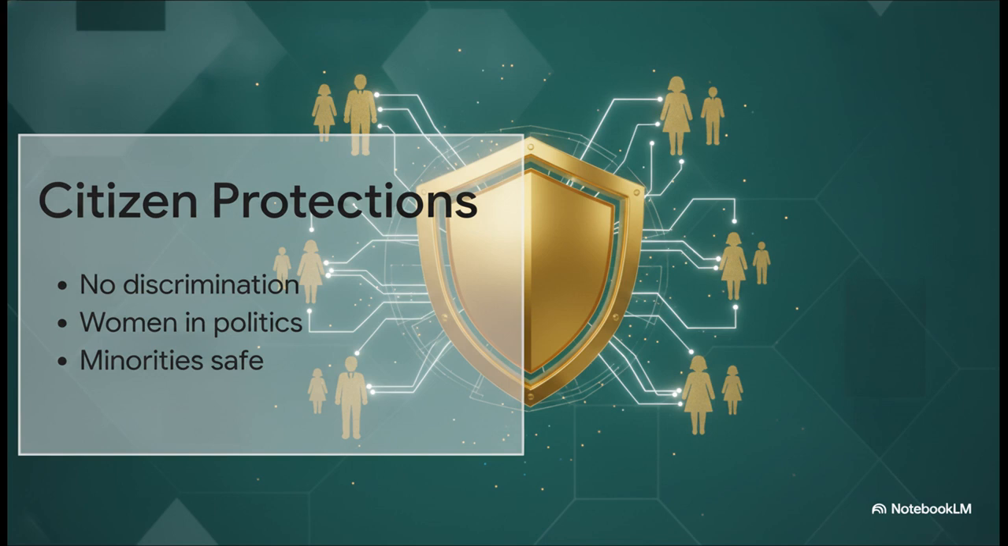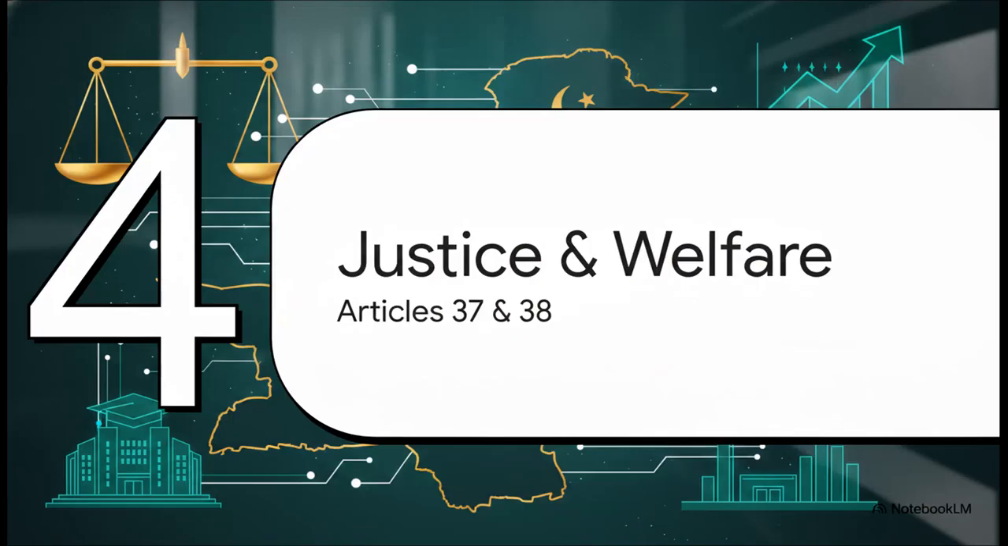And crucially, this is Article 36. It explicitly states that non-Muslim citizens must be kept safe, their rights protected, and they have to get a fair share of government jobs. The goal? A society where literally no one is structurally locked out. Which brings us to Section 4, Justice and Economic Welfare, covering Articles 37 and 38.